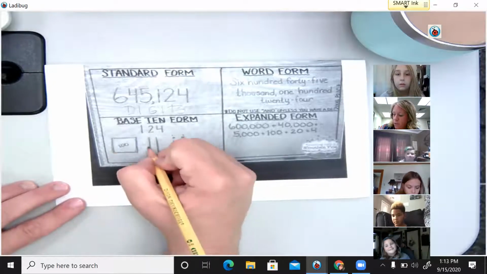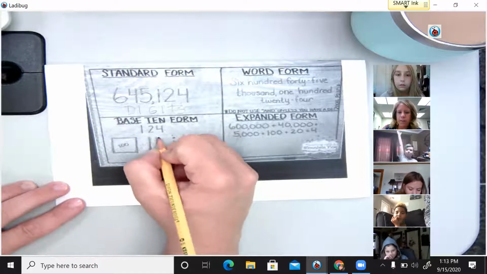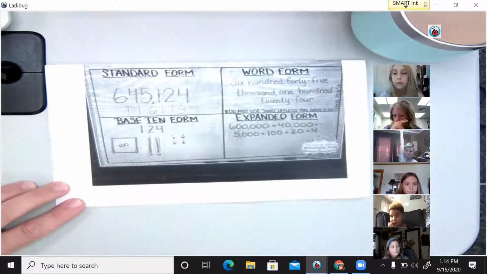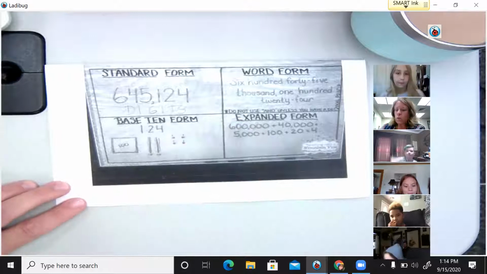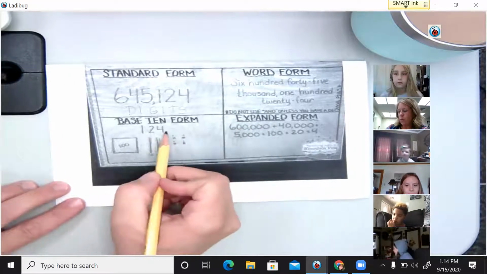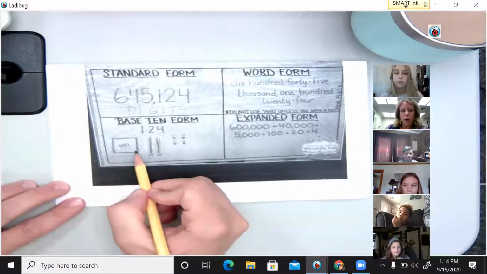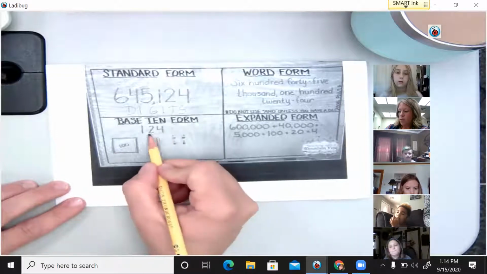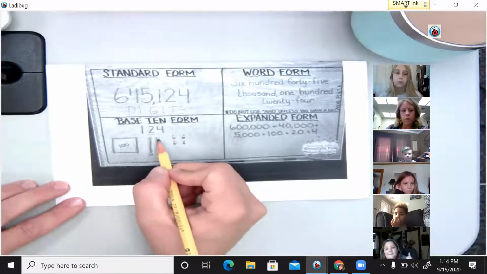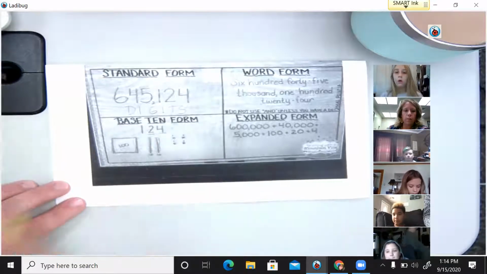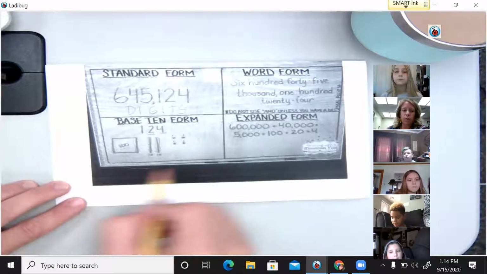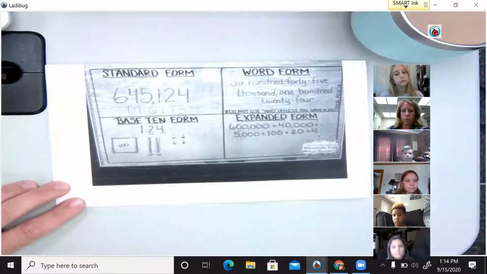How about a 10? Do you remember what we call these? Right here we have a 10. Peyton? Longs. So those represent 10. And then these little cubes are ones. So to represent the number 124, we have 100. And then 2 is in the tens place, so we have 2 tens. The 4 is in the ones place, so we have 4 ones. So these blocks right here represent the number 124.